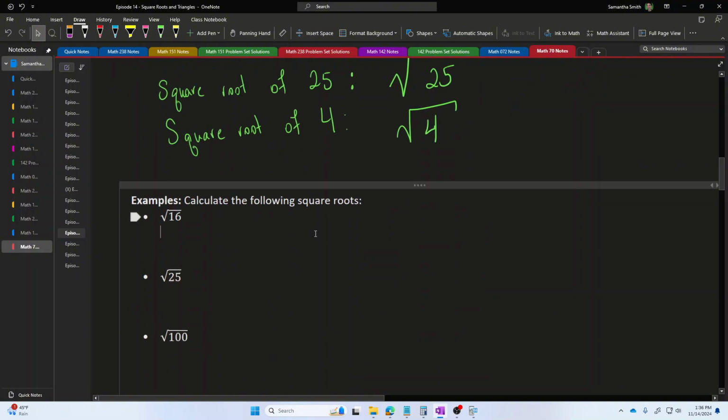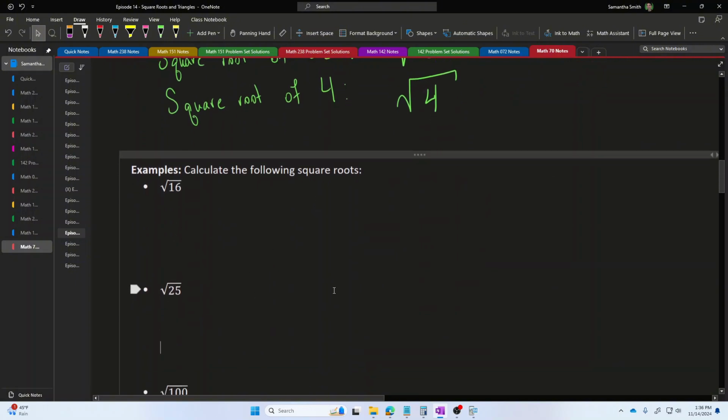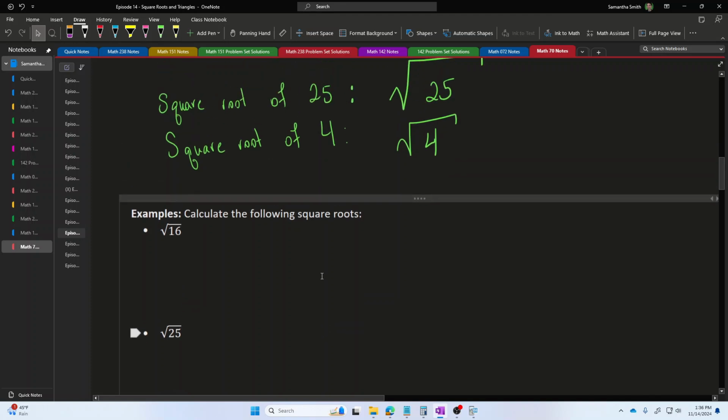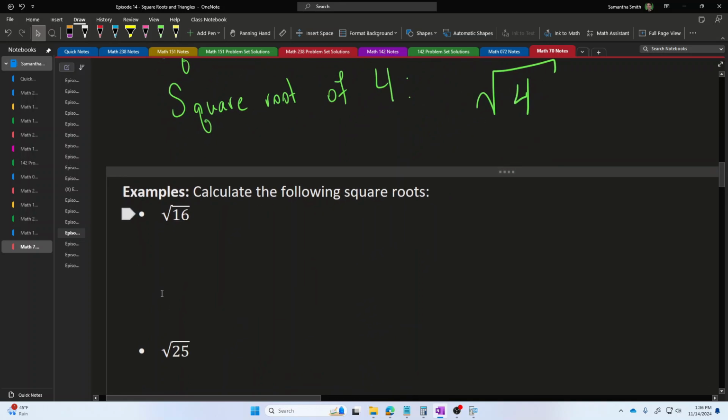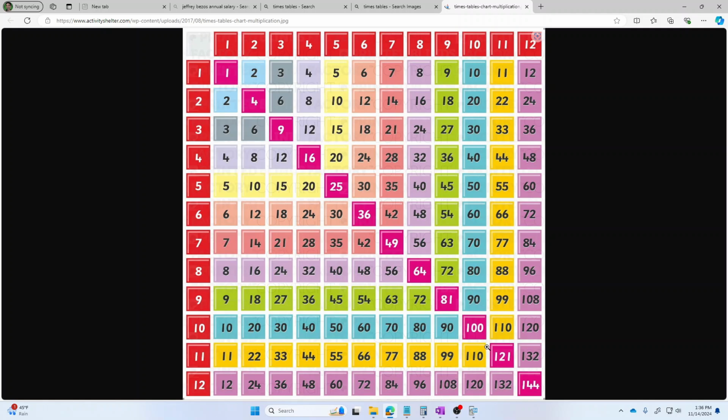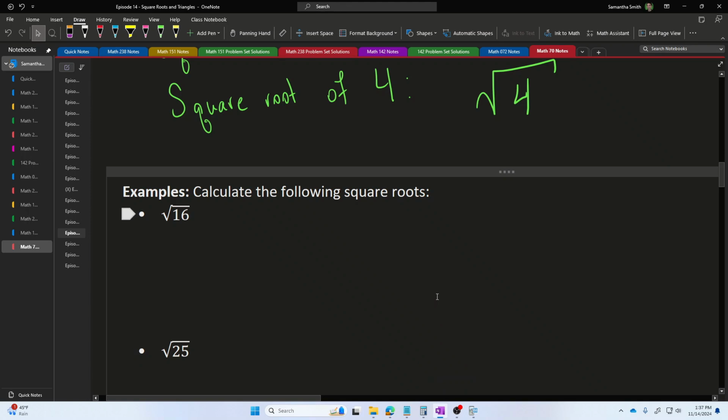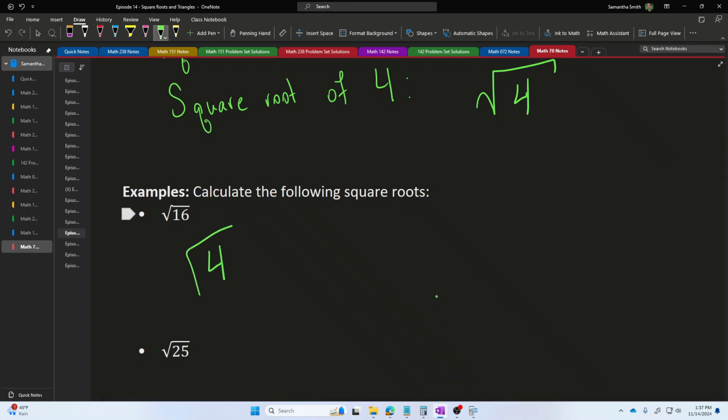So let's practice using that notation and calculating a couple of square roots. Someone says to me, what is the square root of 16? I'm going to look in my times table for a number which becomes 16 when you square it. And it looks like 4 becomes 16 when you multiply 4 by itself. So the square root of 16 would be the number 4.